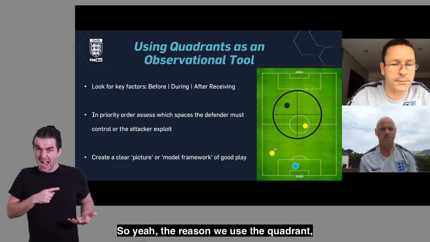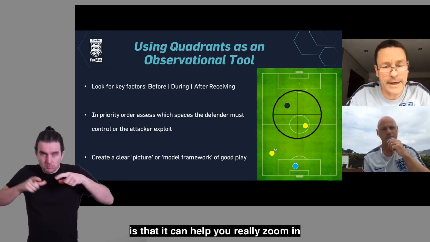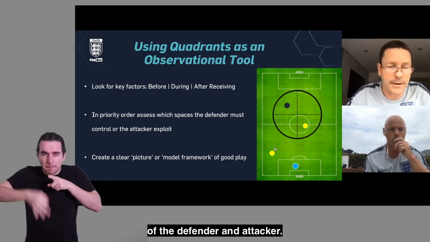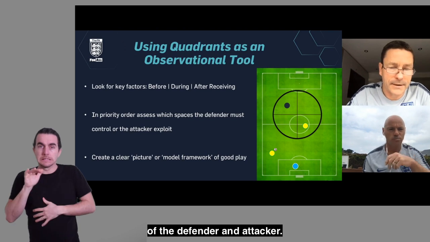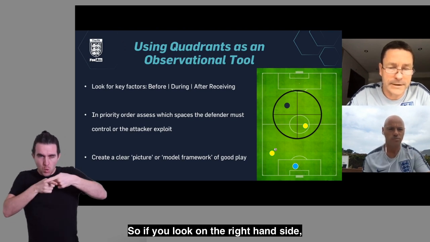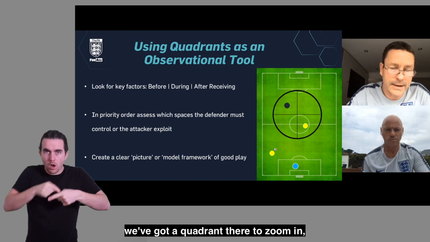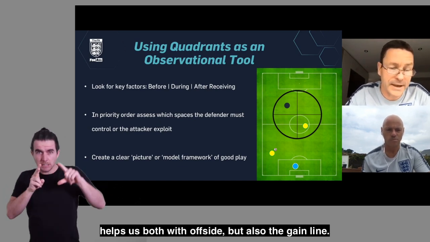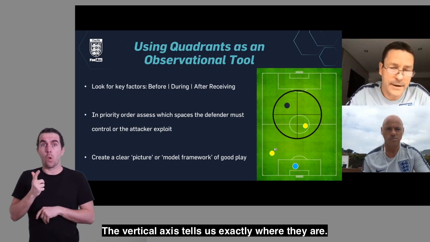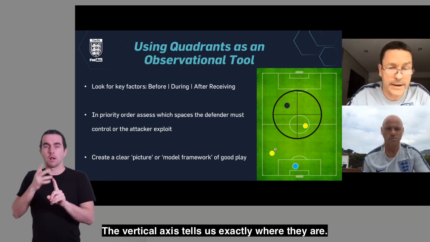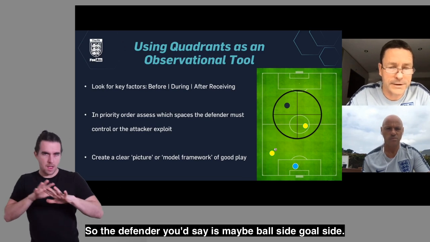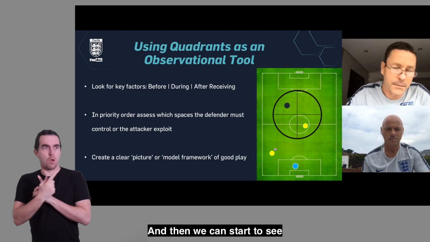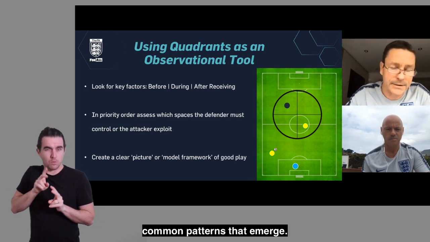The reason we use the Quadrant is that it can help you really zoom in very closely to see the detail of the defender and attacker. If you look on the right-hand side, we've got a Quadrant there to zoom in, but the horizontal axis helps us both with offside, but also the gain line. The vertical axis tells us exactly where they are. So the defender, you'd say, is maybe ball side, goal side. The attacker is dropping off. And then we can start to see common patterns that emerge.